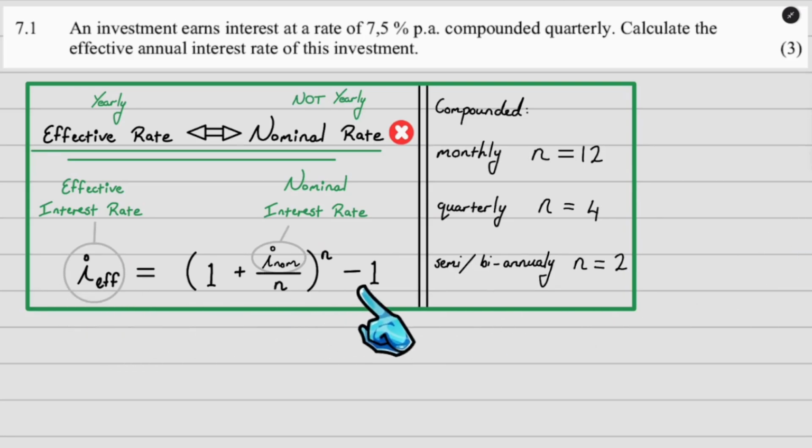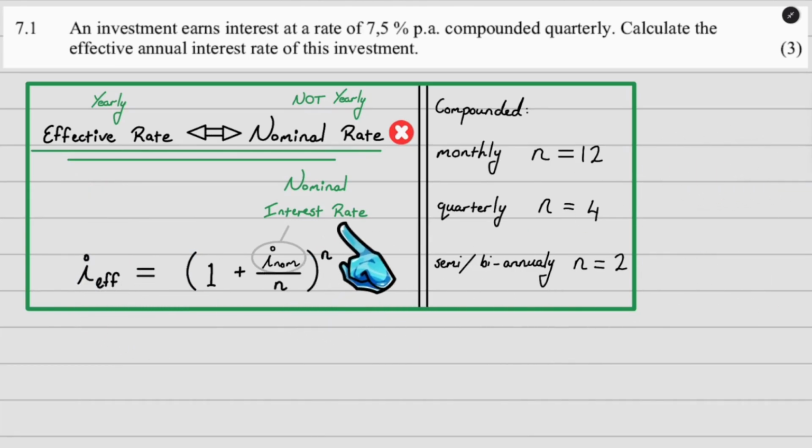Okay, so here's our formula. Now the interest rate, the effective interest rate, is what we're looking for, so I'm going to leave this here. Now when I put my nominal rate in, this is the nominal rate because it's being compounded quarterly. A nominal rate is not yearly, an effective rate is a yearly rate. When I put it in, it has to be a decimal, so I divide that by 100.